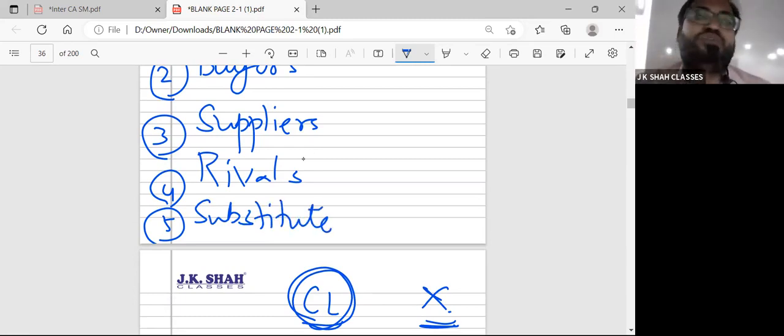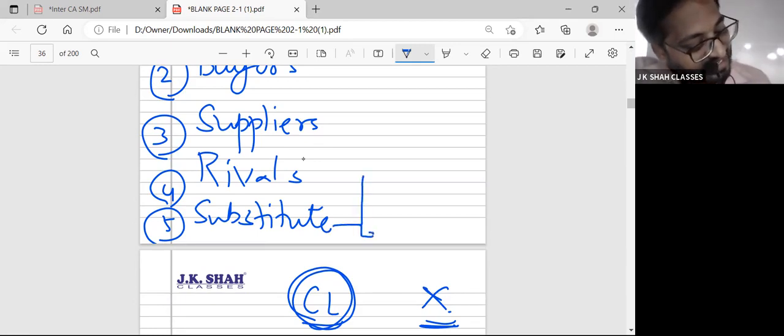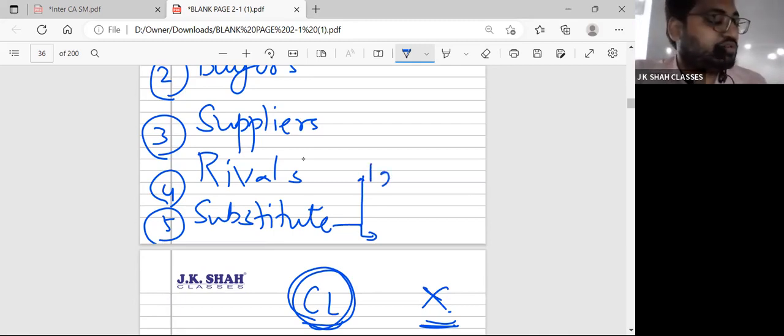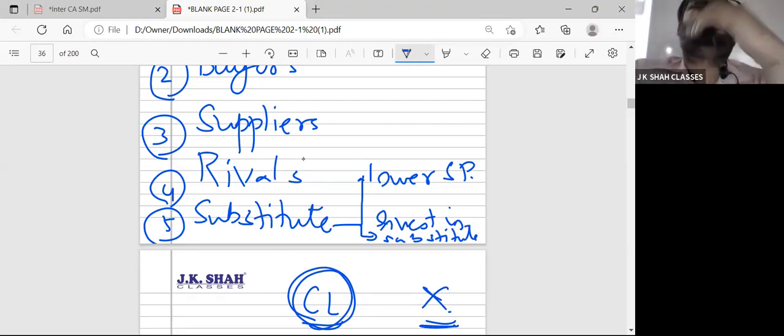Substitute. I should be the one who should be worried. Substitute. Tell me, substitute. If there is a threat of substitute, what will the cost leader do? He will lower the selling price or will invest in substitute. He will also start making substitute products. In that way, the customer will stay with us. Okay, you want a substitute, don't buy from other companies. I am giving you this alternative. You buy from me. At least my customer will stay with me.